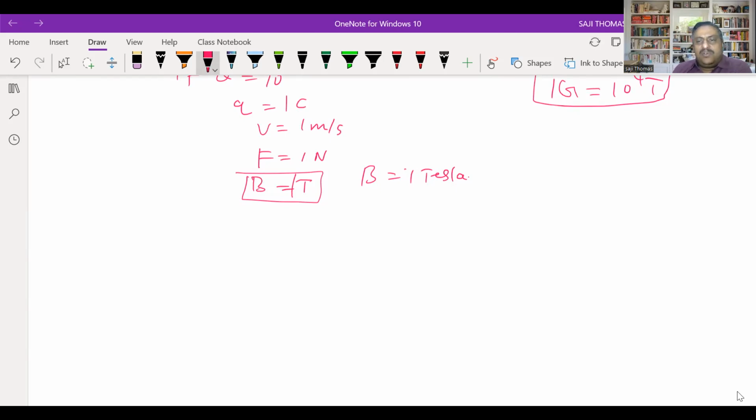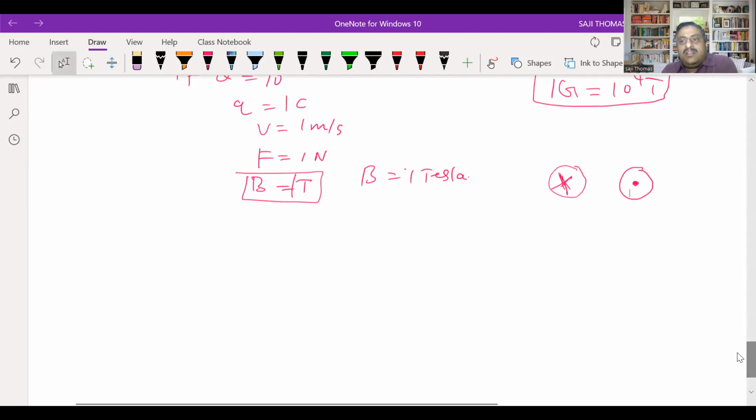Okay. Now, a magnetic field going into the plane of the paper, perpendicular to it, is represented by this mark. If I write a cross in a circle, that represents a magnetic field going into the plane of the paper. And if I write a dot inside a circle, that represents a magnetic field coming out of the plane of the paper.